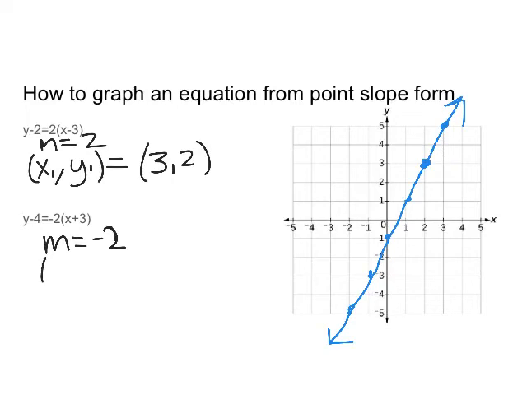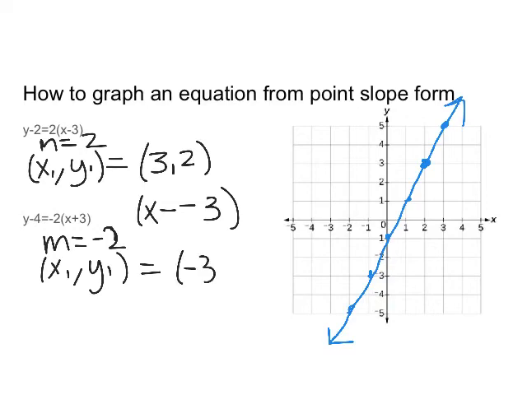I mean, not really, but I want to make sure we see this. So x1, y1. My y1 value is 4, but my x value, it's x plus 3. In order for that to have turned into a plus, it must have been a minus before, right? It must have been like x minus -3 in order for that to end up as a positive. So that means my point is going to be -3, 4.